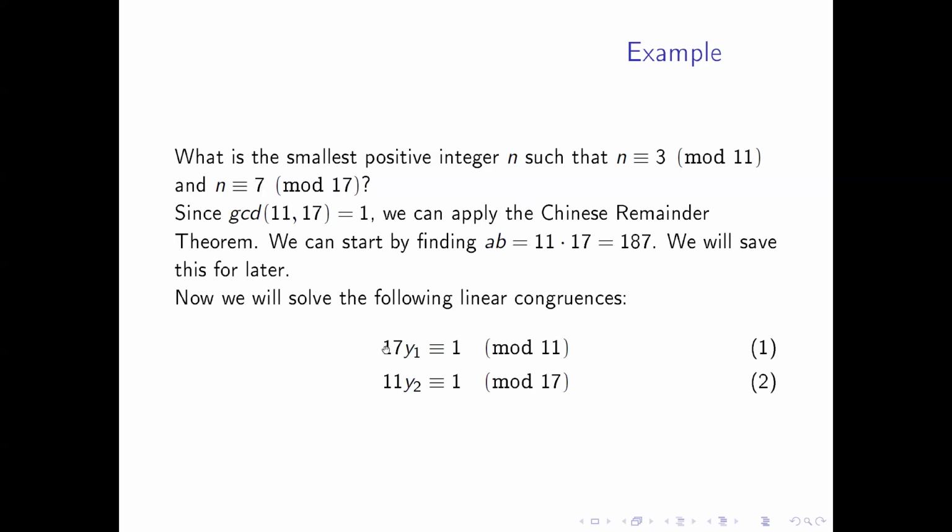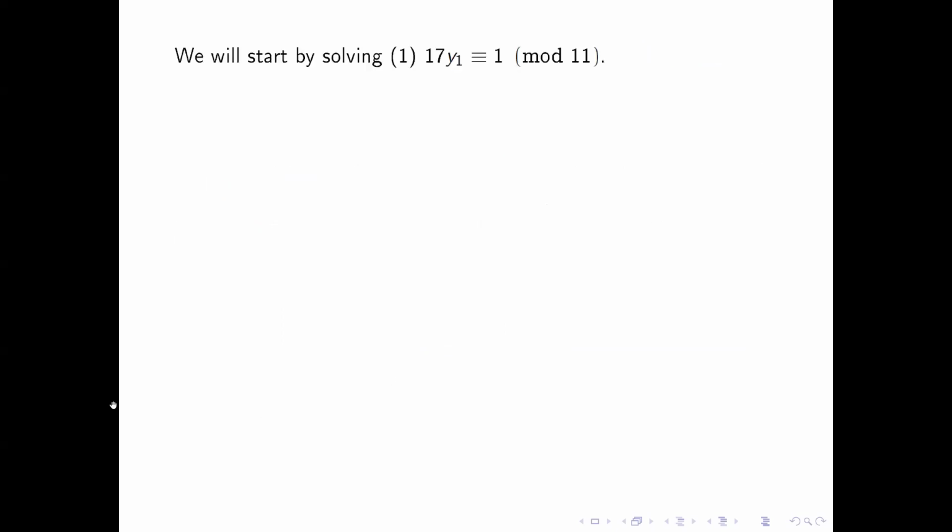So what I'm going to do is solve 17y1 congruent to 1 mod 11. What's the multiplicative inverse of 17 mod 11? That's my first one. Secondly, I want to solve 11y2 congruent to 1 mod 17. What's the multiplicative inverse of 11 mod 17? We know how to find these inverses because we've been doing this a lot. So let's do it. First, to solve this one, 17 mod 11 is 6.